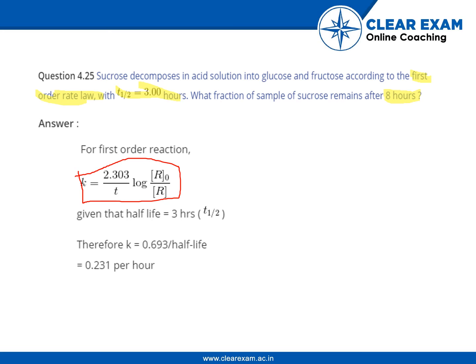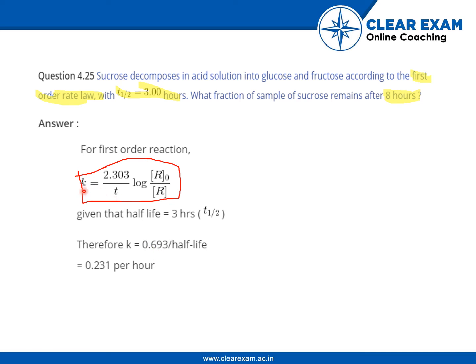For half-life, the final concentration of the reactant is half of the initial concentration of the reactant. So instead of R, we will write R naught by 2. R naught will get cancelled out and we will get log 2 in this part. So this equation becomes K is equal to 2.303 divided by T log 2. Instead of T, you can write T half because we are calculating the value of K for T half.